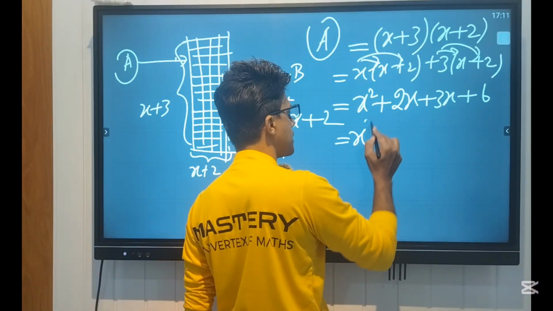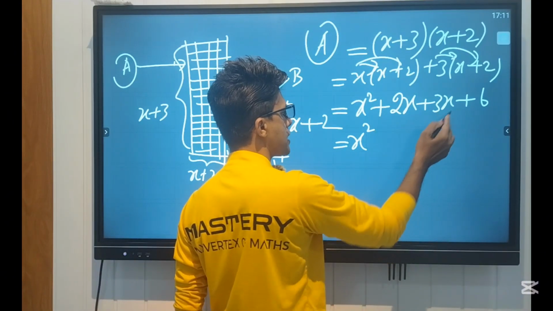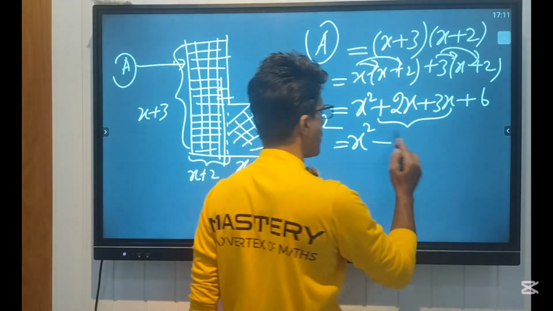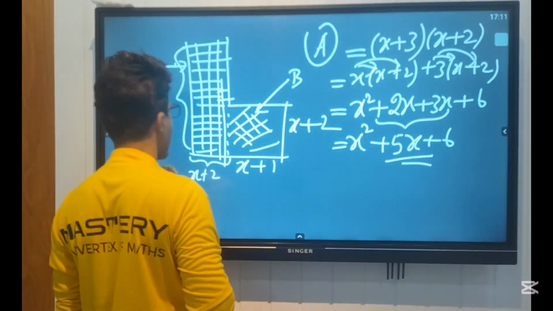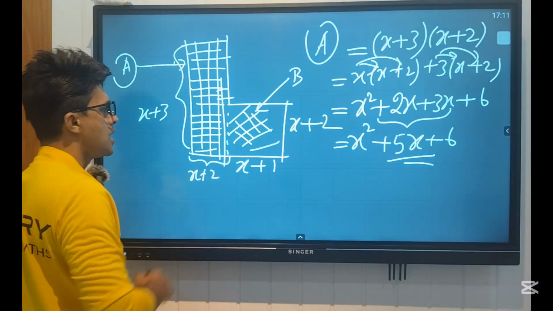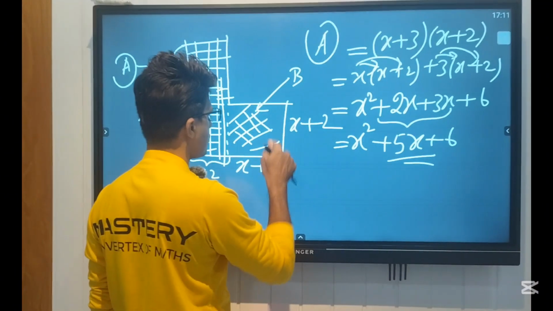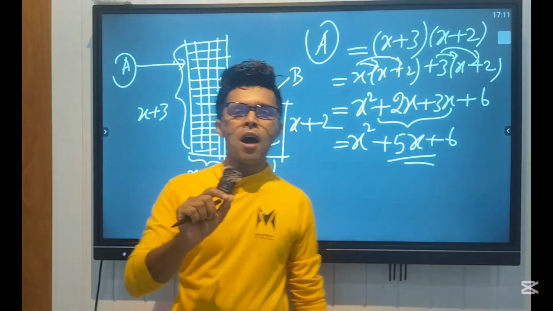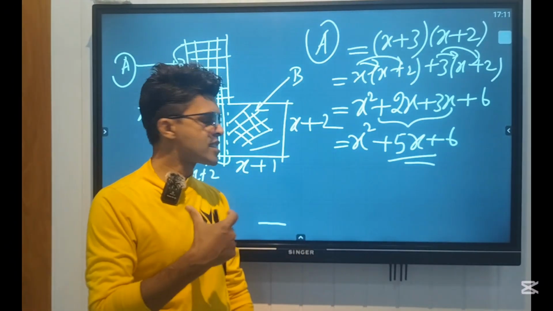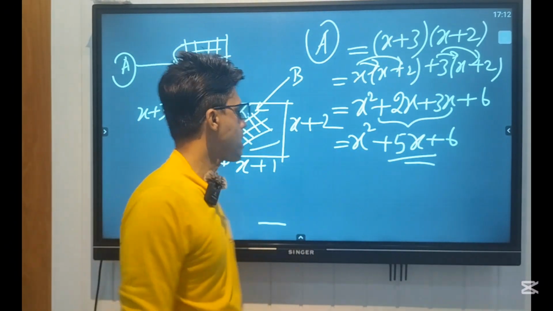So x squared plus 2x plus 3x, and 2x plus 3x is 5x. x squared plus 5x plus 6. The area of this part A is x squared plus 5x plus 6. And we are also able to get the area of this part B as well, so that we can get the answer easily.